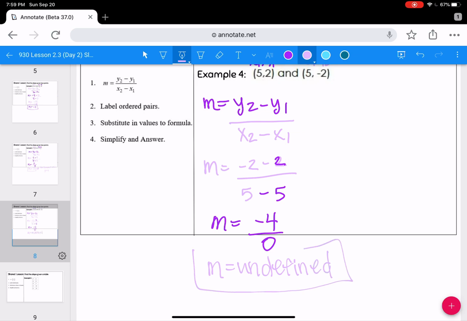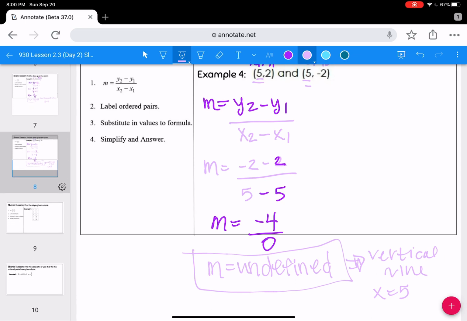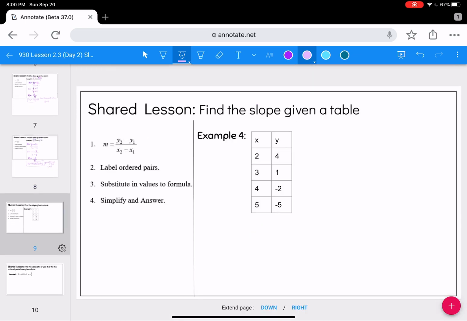Which means, again, going back to our bonus section here, this is a vertical line on our graph. And we can write vertical lines as x is equal to, and you notice here, my x values are the same. So there is a vertical line at x is equal to 5. This part is a little bonus, but again, if you have that 0 in your denominator, that means we have an undefined slope.